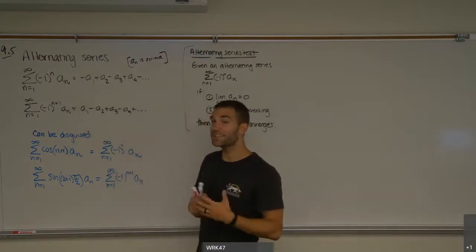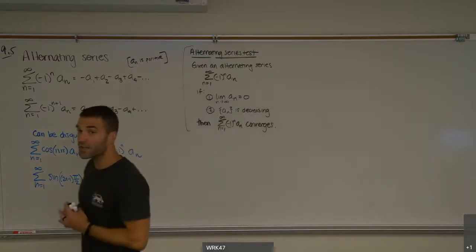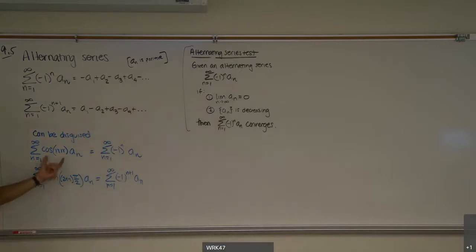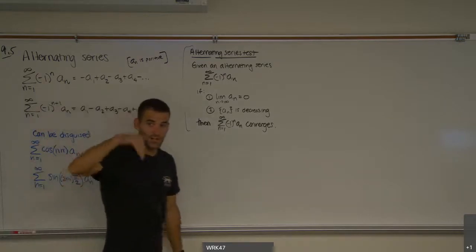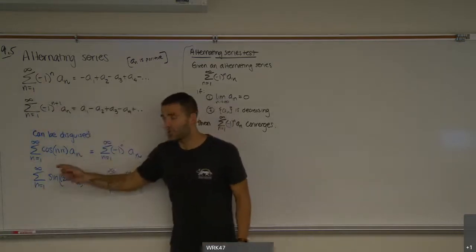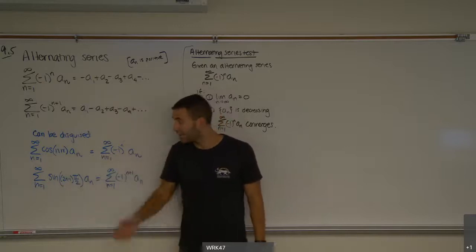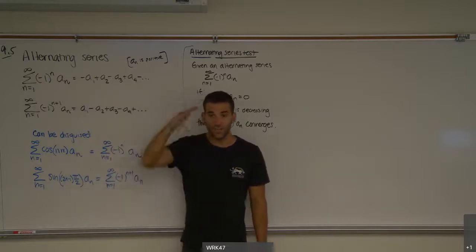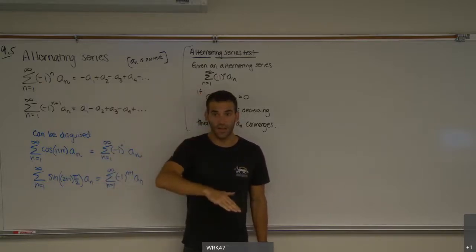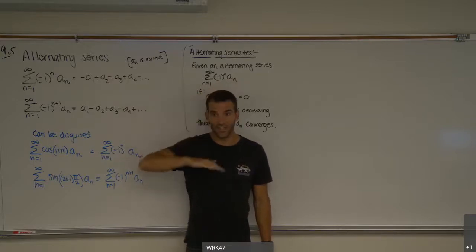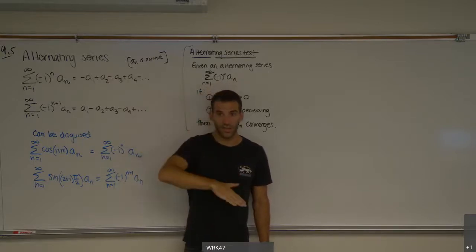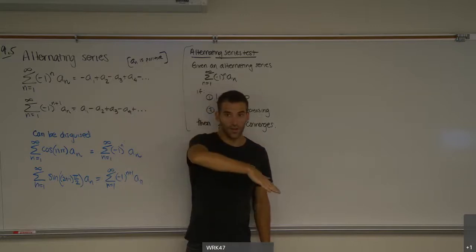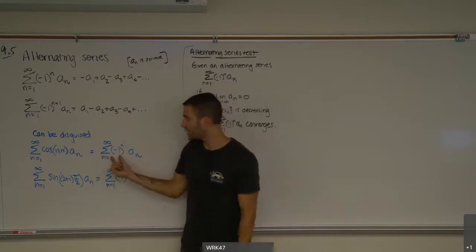Alternating series can also be disguised, so we don't want to be fooled by trig functions. For example, cosine of n pi is going to end up being -1 to the n. If you think about cosine, it oscillates between 1 and -1. If you look at the multiples of pi, cosine of pi, cosine of 2 pi, cosine of 3 pi, cosine of 4 pi, that's actually -1, 1, -1, 1, -1, 1. And so it's nothing more than this.